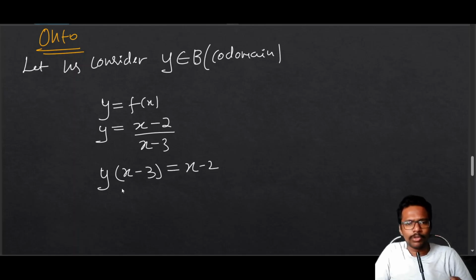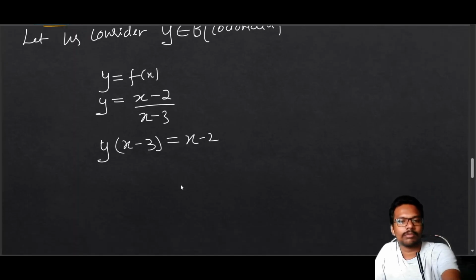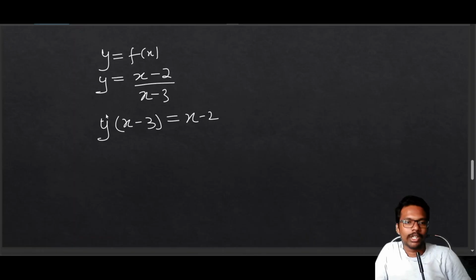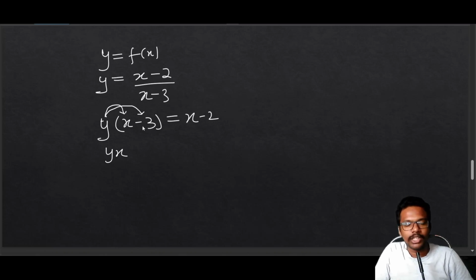First we have to remove the denominator parts, then only it will be easy to calculate. So now y into x minus 3 equals x minus 2. We have to multiply this y for both x and minus 3. If you multiply y for x, it becomes yx. If you multiply y for minus 3, it becomes minus 3y equals x minus 2.